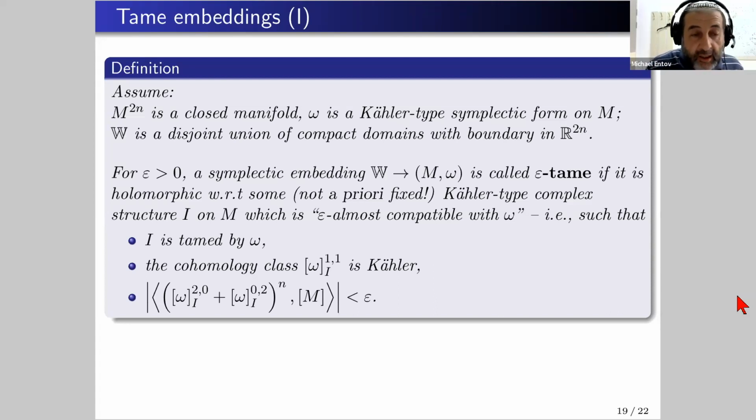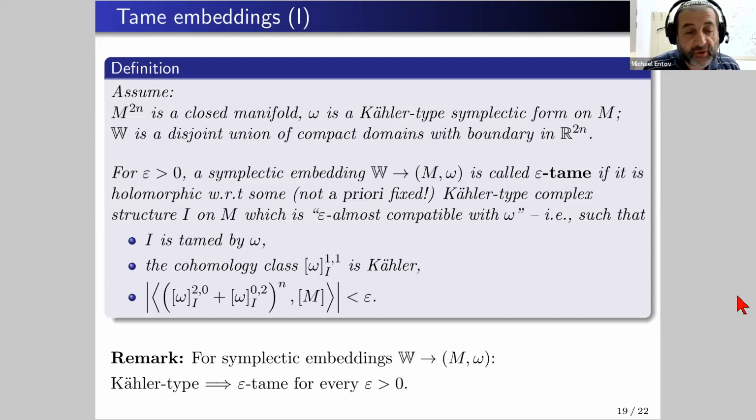Okay, and the immediate remark is, of course, that being Kähler-type automatically implies epsilon-tame for every epsilon. And a compatible I, of course, is tamed by omega. For a compatible I, the one part of the cohomology class is omega itself. The cohomology class of omega itself is, of course, scalar. And the third condition is also trivially satisfied. So we are indeed getting a relaxation of the notion of Kähler-type embeddings.